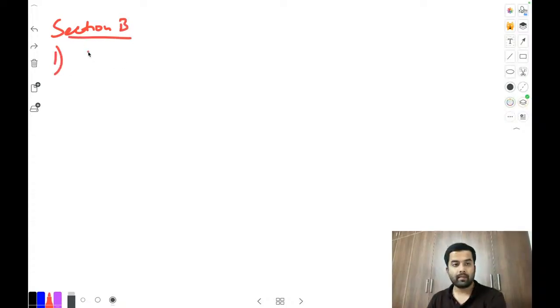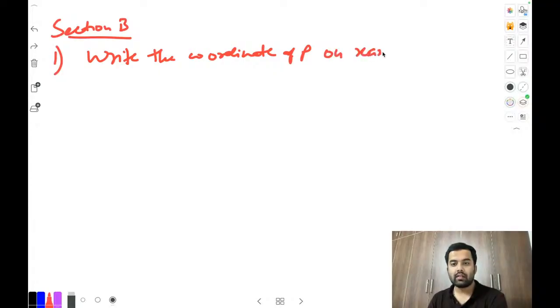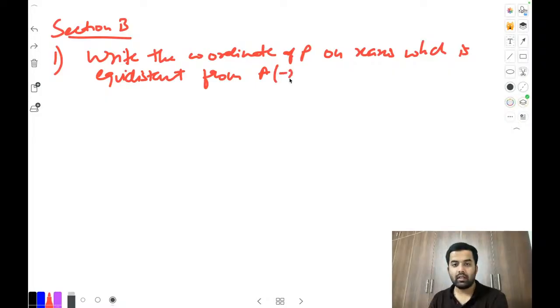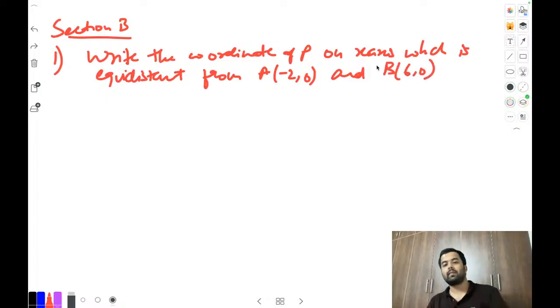The question is, write the coordinates of P on x-axis which is equidistant from point A, which is this one, and B point is 6 comma 0. Figure out this one, everyone.